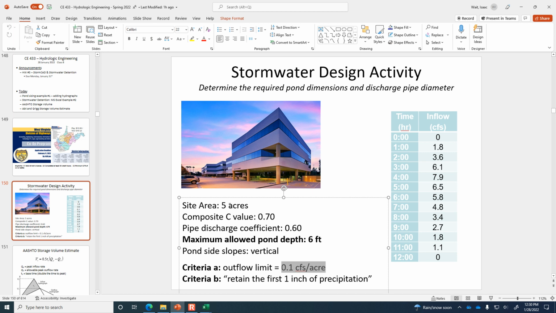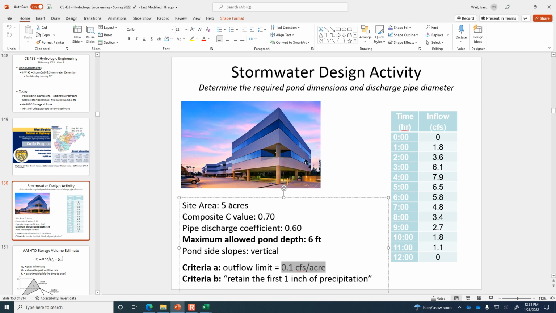Let's actually not call it Q, it's the volume. The volume of water retained is going to be 0.7, which is the discharge coefficient, times 1 inch, which is 1/12 of a foot, and then the area of 5 acres times 43,560 square feet per acre. So if you do those calculations, it's 12,705 cubic feet that should be in the pond before there's a drop of water going out of the pond.